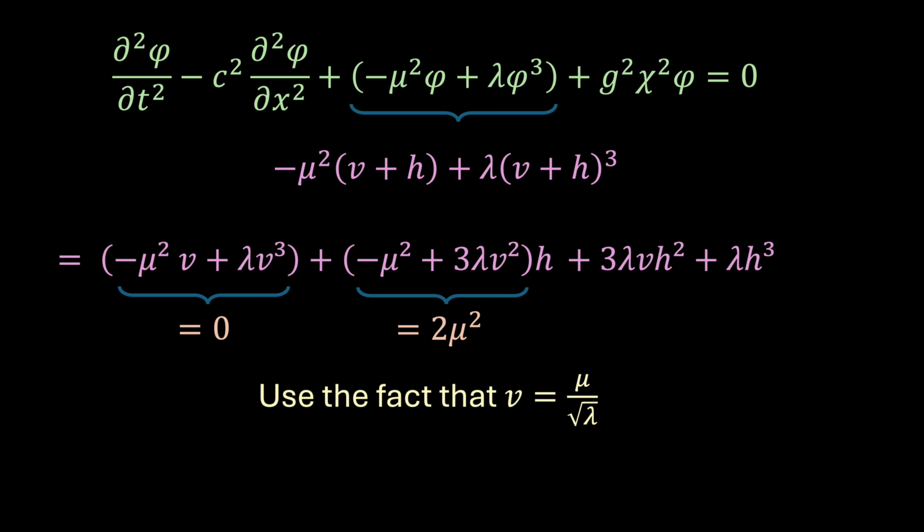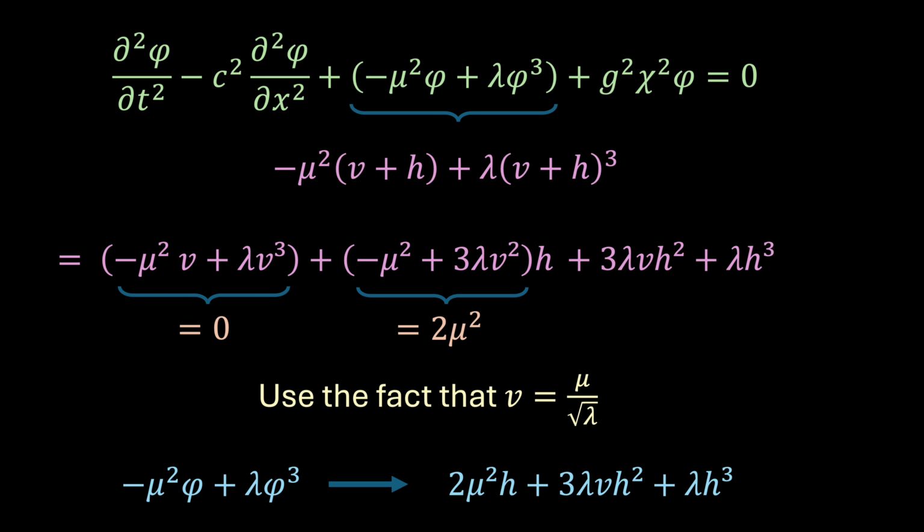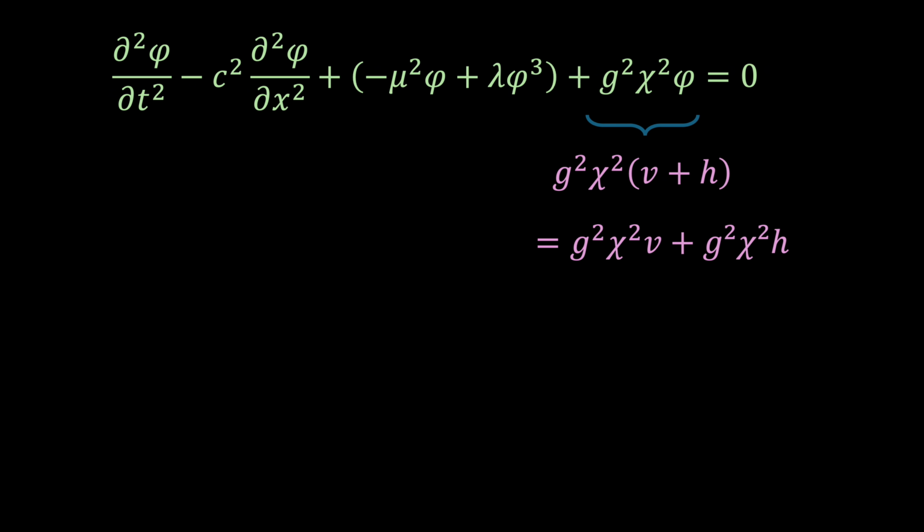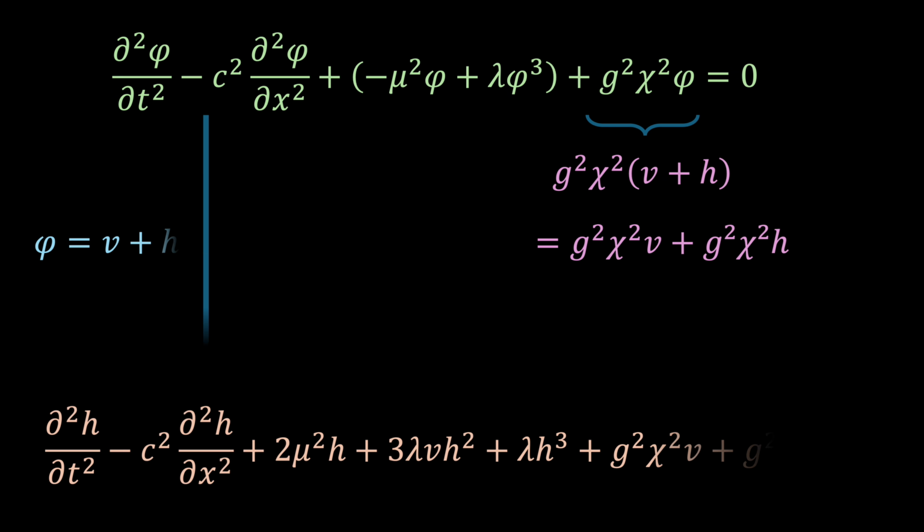And so, when the dust has settled, this term takes the following form when expanded in terms of the ripple h. And then finally, if we look at the interaction term and replace phi with v plus h, we find the following expression. And when we expand out the brackets, we get g squared chi squared v plus g squared chi squared h. If we then pull all the different pieces together, we end up with the equation of motion written entirely in terms of the fluctuation h.